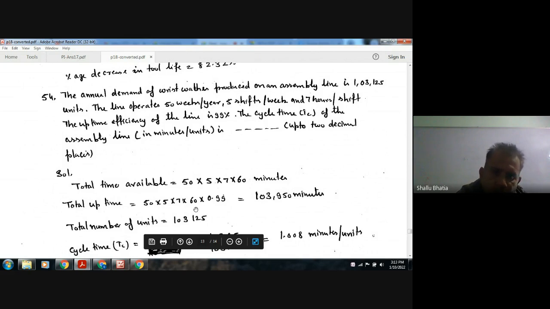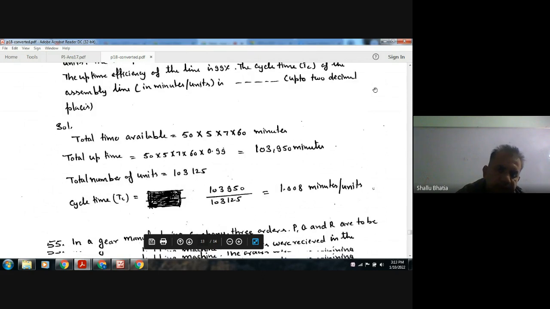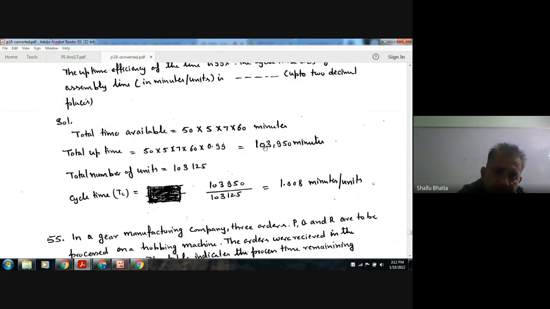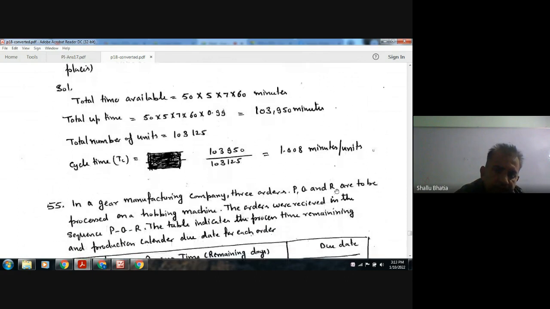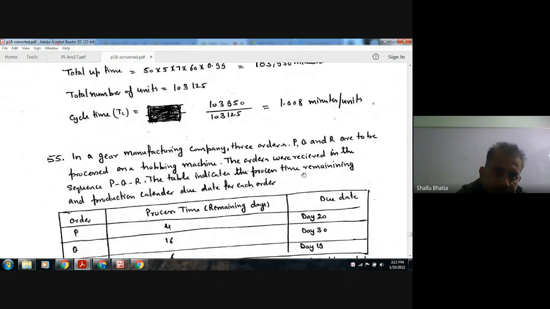Now the number of units to be produced is 103,125. So the cycle time will be the total uptime divided by the number of units, that is 1.008 minutes per unit. This is the cycle time for one component, because for this many components the total time is this, and for one component the time is this.